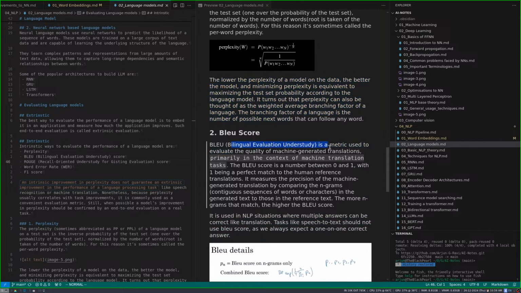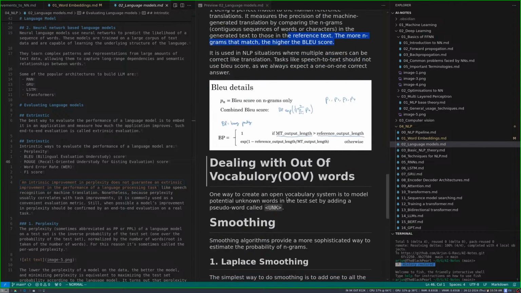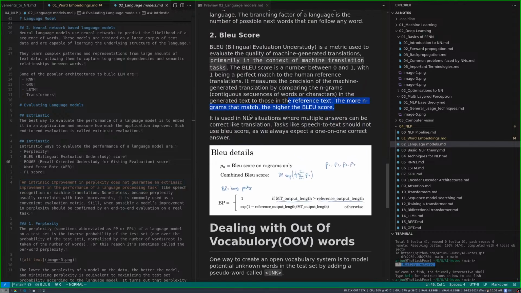Bilingual Evaluation Understudy is a metric used to evaluate the quality of machine generated translations, primarily in the context of machine translation tasks. The BLEU score is a number between 0 and 1, with 1 being a perfect match. BLEU score cannot be used for other tasks.